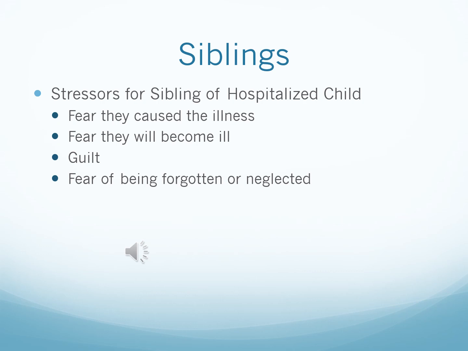Now think about siblings. There are also stressors for siblings of the hospitalized child. There are daily routine changes and fear they'll be forgotten or neglected because their sibling is ill. They could respond with aggression, anger, regression, jealousy, and resentment. Some nursing interventions to help siblings are to explain what's going on, making sure you explain it appropriately for their age level, allow them to visit, and encourage parents to spend time with the other children as well.